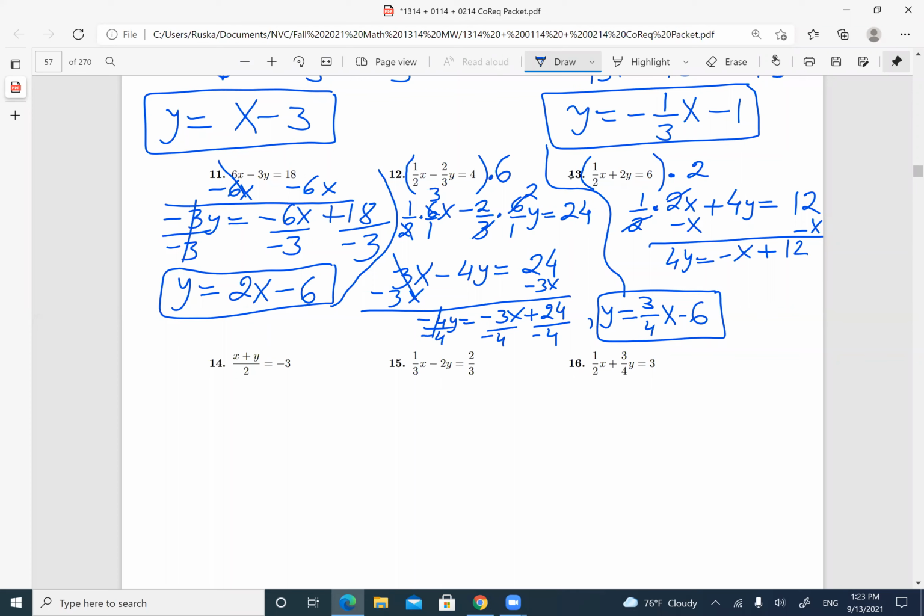And then I'm going to divide by 4. And you're going to get y equals negative, now in front of x is invisible 1, 1/4 x plus 3, because 12 divided by 4 is 3. Okay, so this is how you do number 13. Any questions so far?